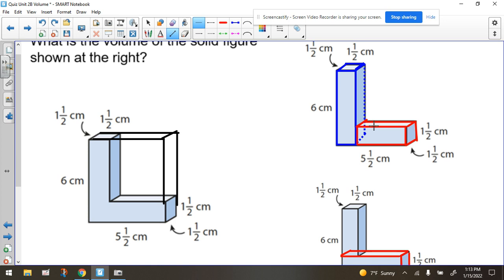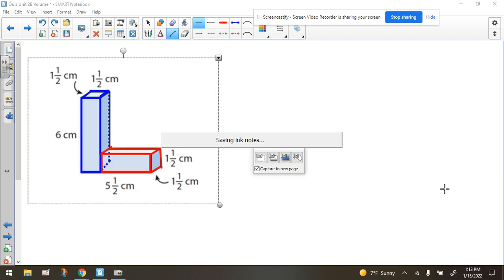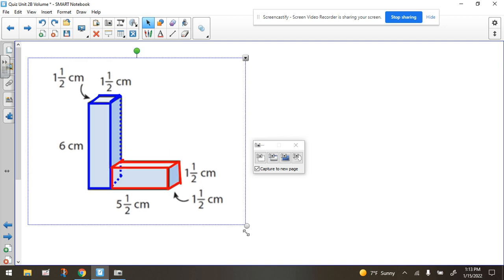How would I find the volume of the blue figure? Volume of the blue figure, it's a rectangular prism. So we would be doing volume equals length times width times height. So let's take a screenshot of that and let's put it on another page so we have some room. And we'll explore doing it that way. All right, so here we have it. Let's even make it a little bit bigger.